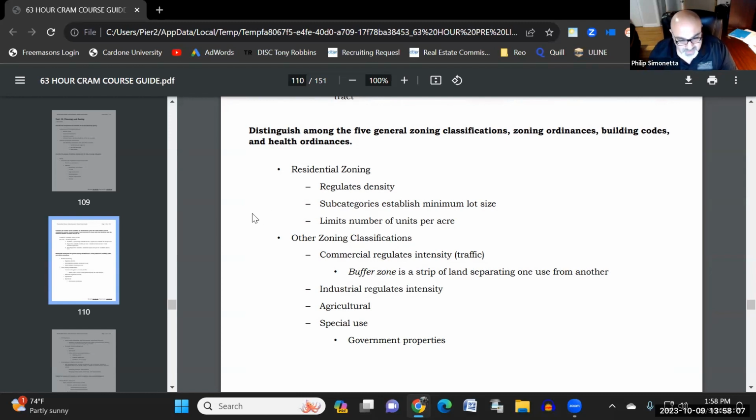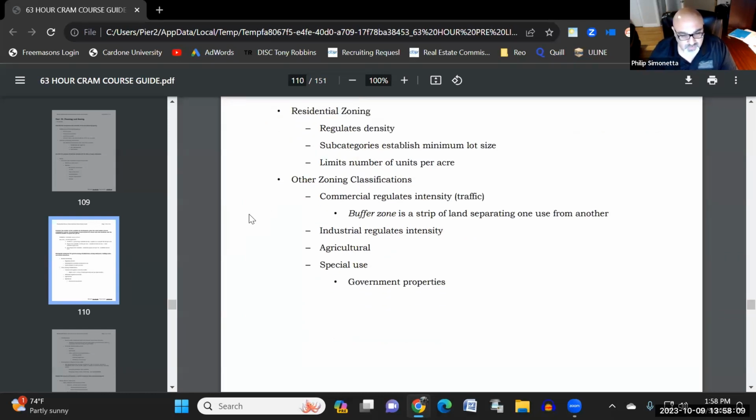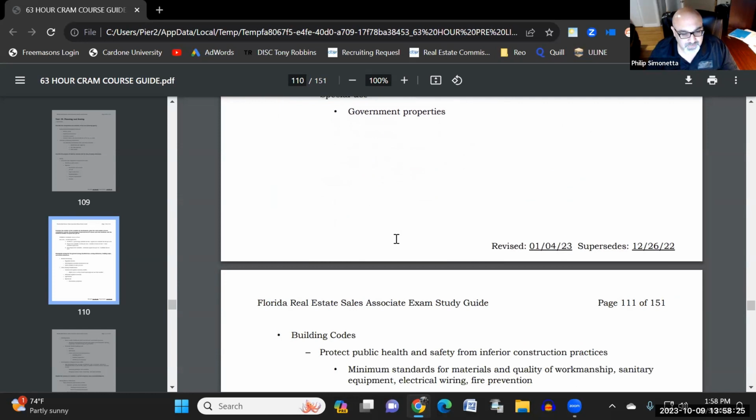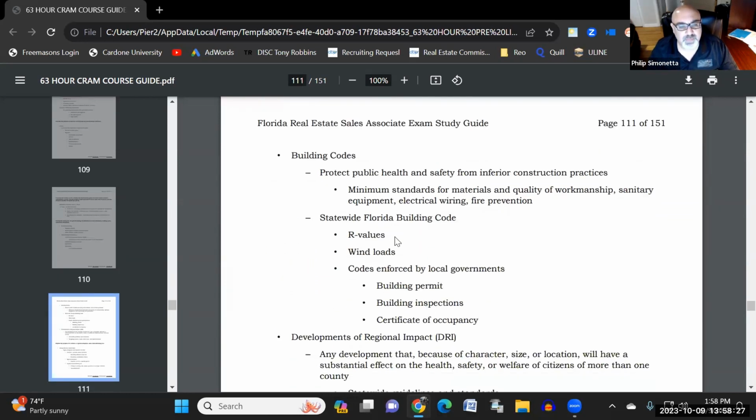Other zoning classifications are the commercial, which regulates intensity, which would be traffic. They have buffer zones, which is a strip of land separating one use from another. Industrial will regulate intensity. Agriculture, and then you have special use, which are government properties. That'll be your classifications. Then you have your building codes. Okay, these are to protect public health and safety from inferior construction practices.